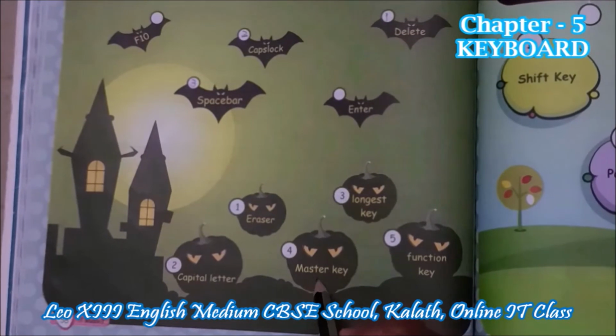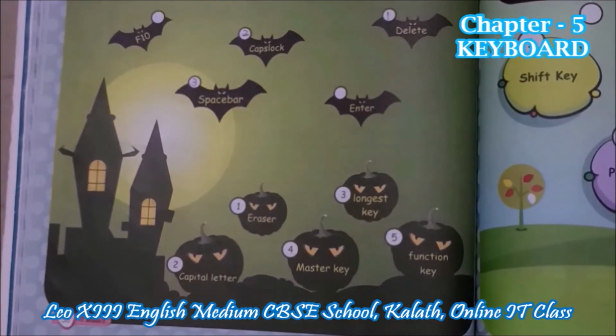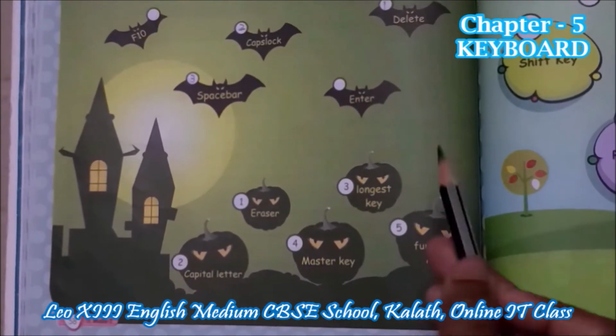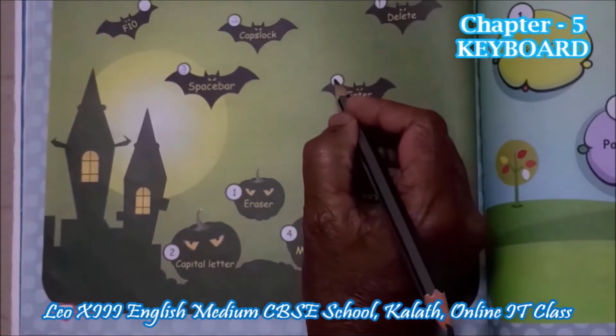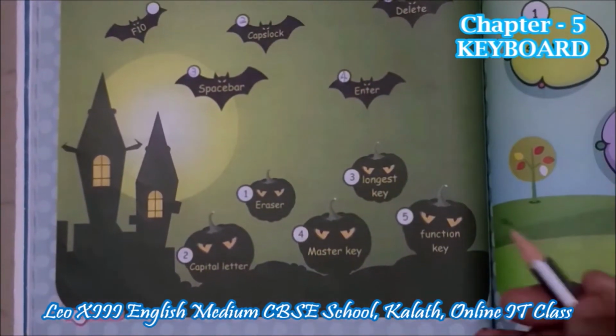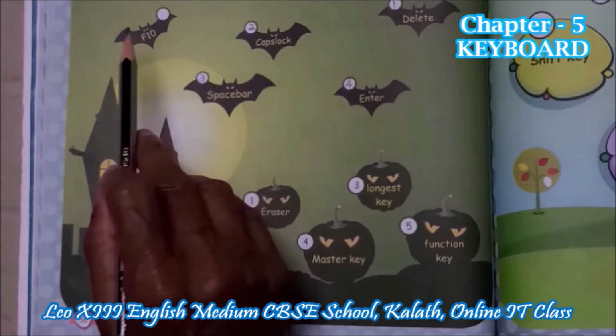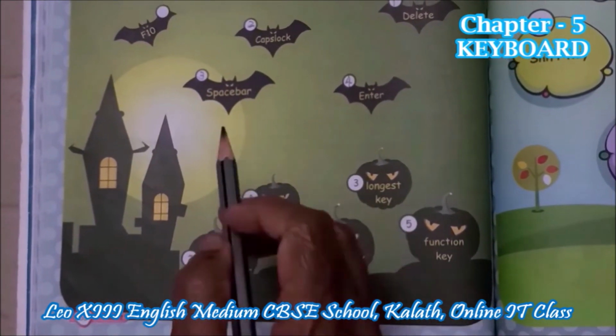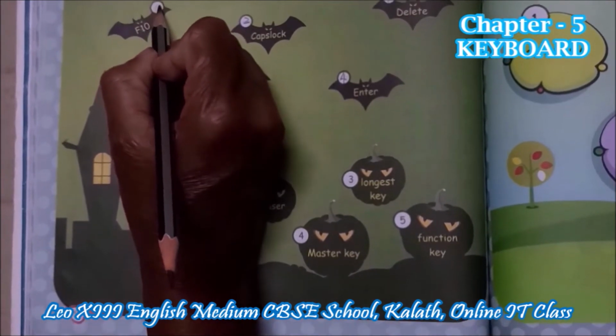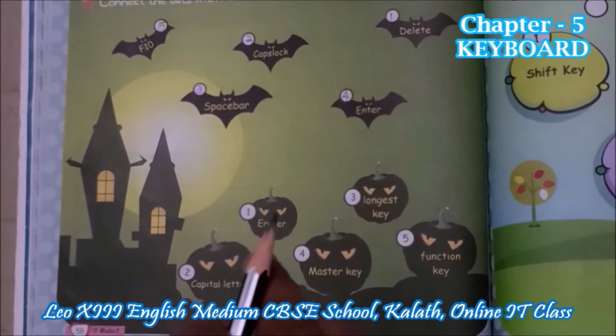Number 4, master key. Which is the master key? Yes, enter key is the master key. So you should write 4 in this circle. The last one is function keys. F10 is one of the function keys. So you should write 5 in this circle.